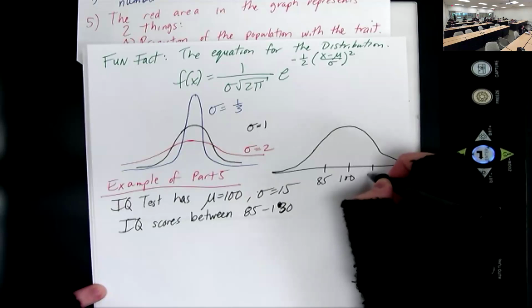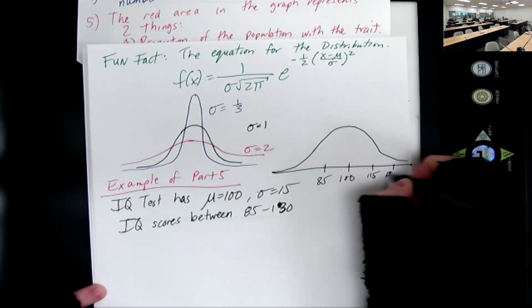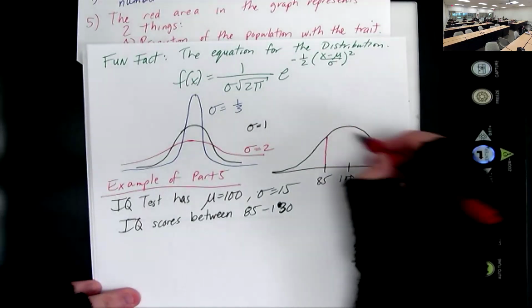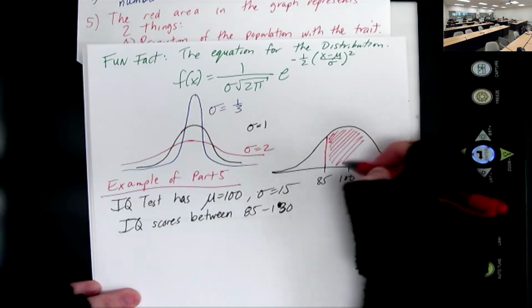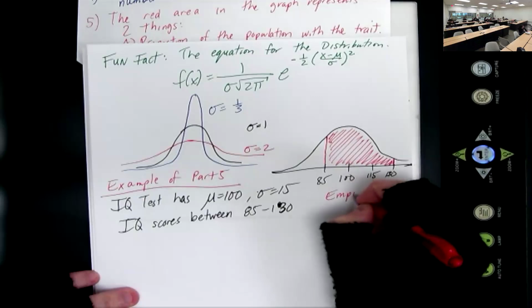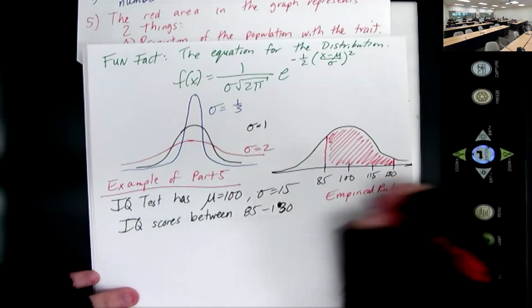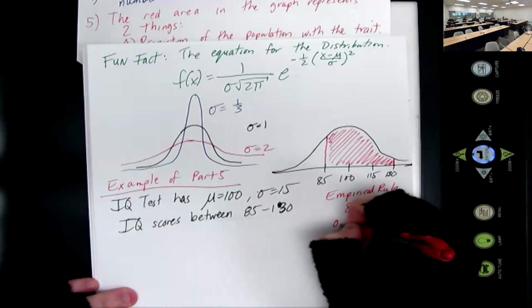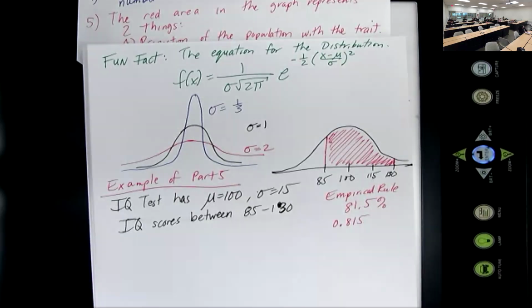85 is 1 deviation to the left. 130 is 2 deviations to the right. So we're looking at something like this region. Now, remember the empirical rule? Like each region had a value. The empirical rule says that this is 81.5, or well, 81.5%. It would show up as 0.815 as a probability.